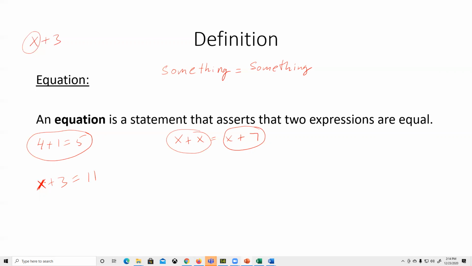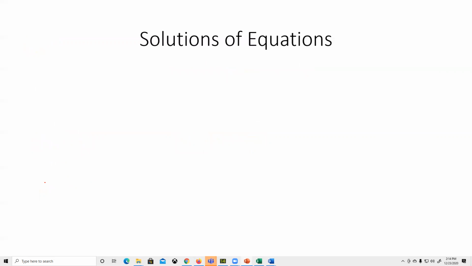And so the solution of an equation becomes of critical importance. Going back to this equation, I'll rewrite it again, x plus 3 equals 11. The solution of this equation is basically the number that I can plug into x to make the equality true. In this case, the solution is x equals 8. And we can check: if we plug 8 into x, we get 8 plus 3 equals 11. Well, of course, that's true, right? We know 8 plus 3 equals 11.